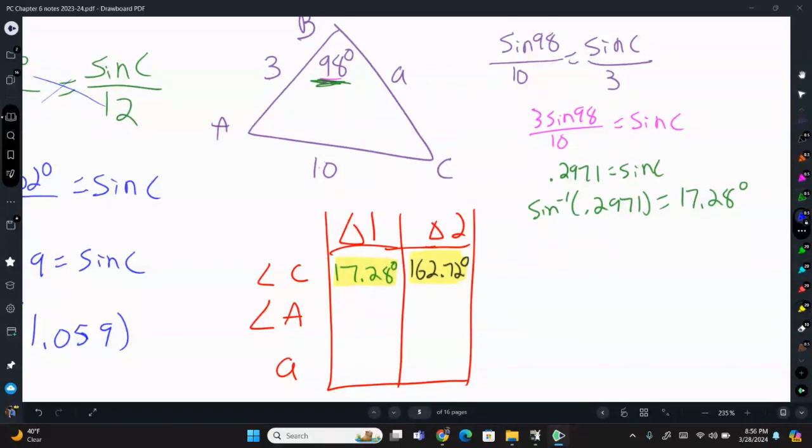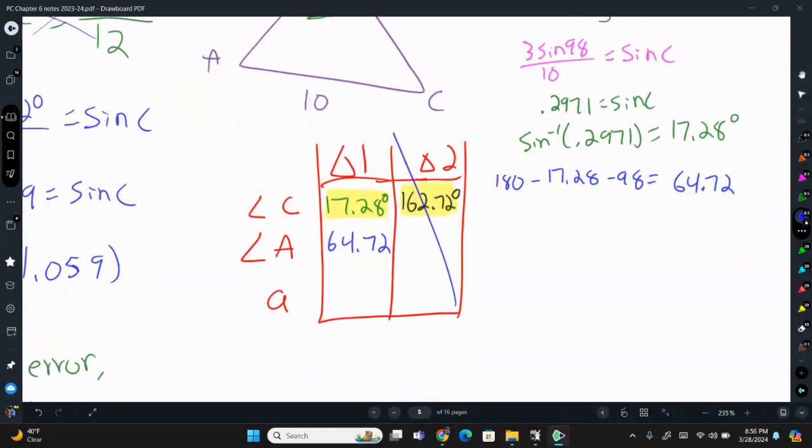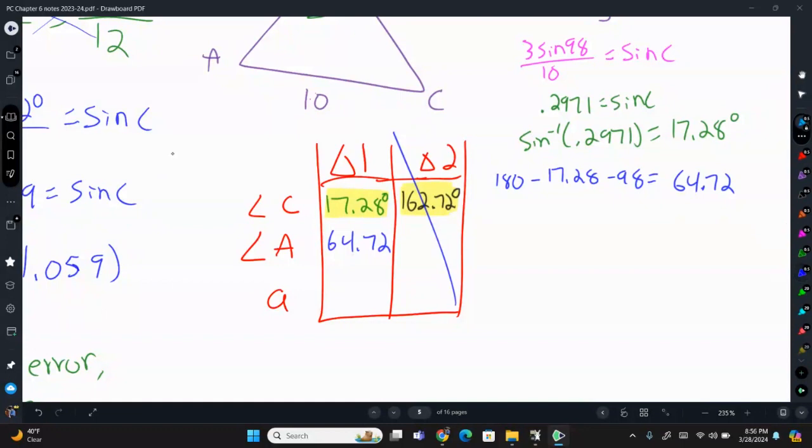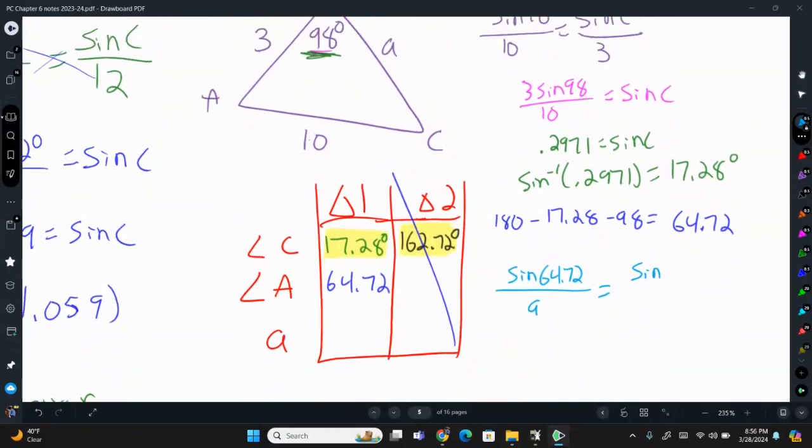Right, so now we can find what angle A is. Because angle A is going to be 180 minus 17.28 minus 98, which is 64.72. So 64.72. Now again, we don't need to worry about the second triangle because it already doesn't exist. Right, now we're going to do the law of sines. The sine of 64.72 over A, we don't know what A is, equals sine of 98 degrees over 10.